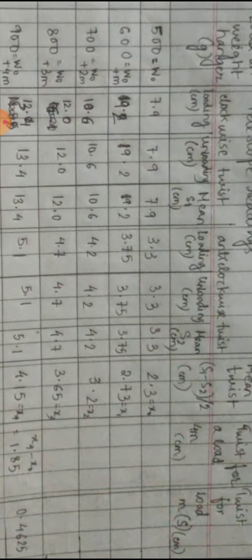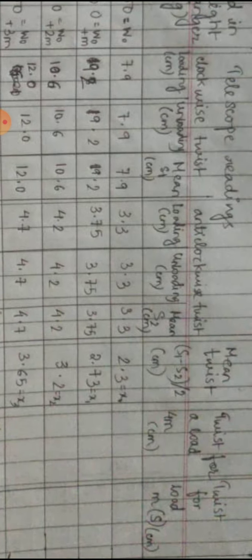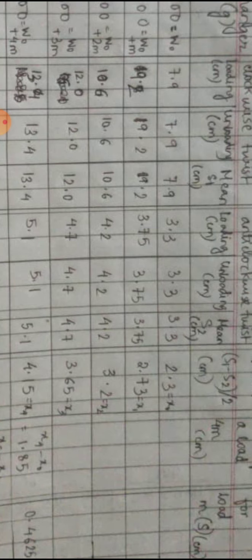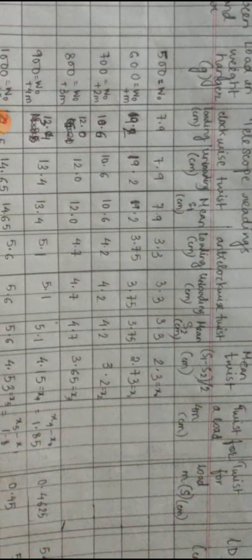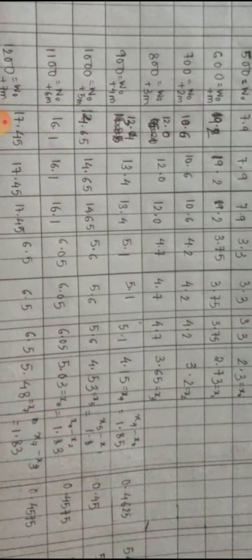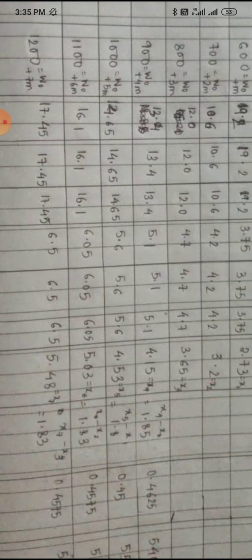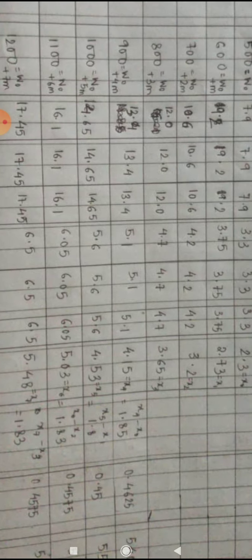The next column is mean twist, that is S1 minus S2 by 2. So you have to calculate that reading according to S1 and S2, okay, and you have to mark them x0, x1, x2, x3, x4, x5, x6 and x7. There are 8 readings.